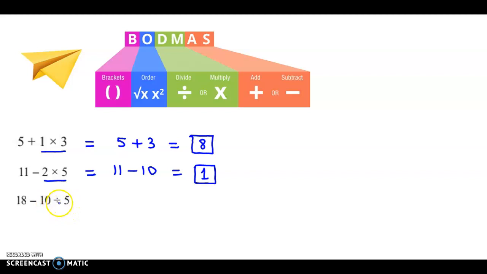Now, here we have a division out here. 10 divided by 5 and then the subtraction. So, first we perform this division. 10 divided by 5 gives us 2. So, we have 18 minus 2, so the answer is 16.